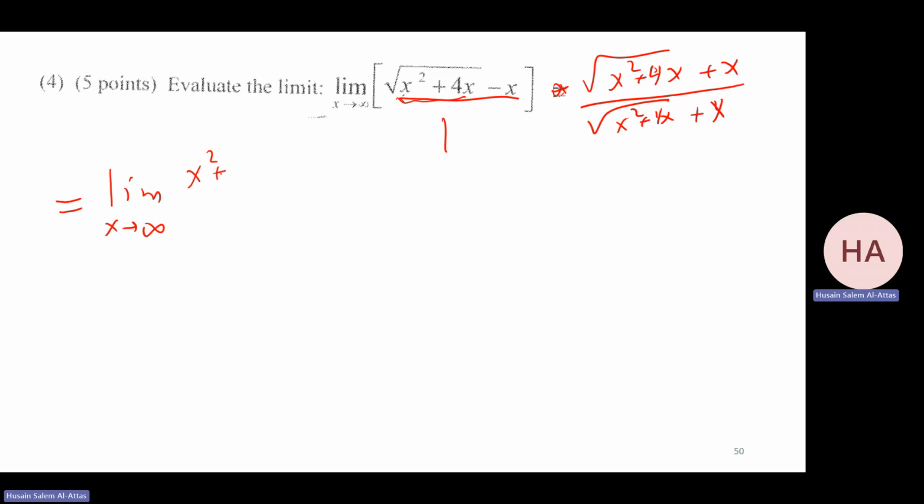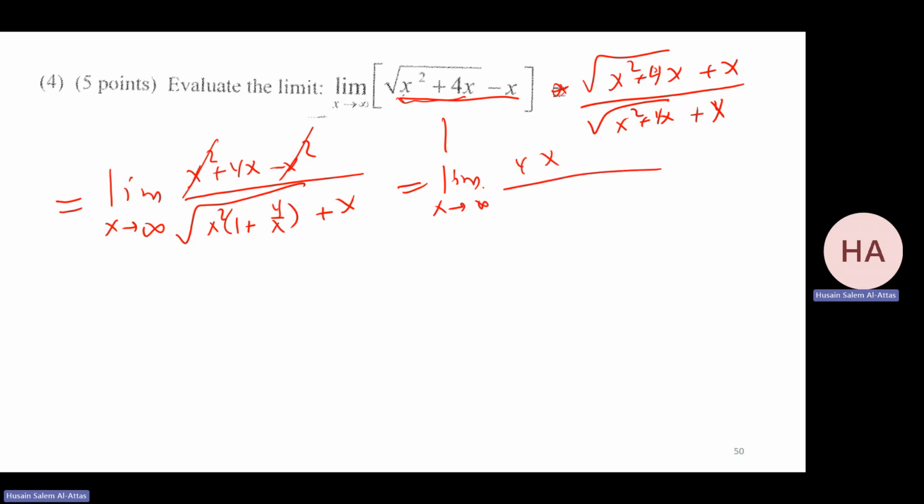x squared plus 4x minus x squared. This I will take x squared as common factor. Let me make it quick. Plus x. This is cancelled. Now still we have 4x there. I have square root of x squared, which is the absolute value of x. Since this goes to infinity, this will be x. So take x out.